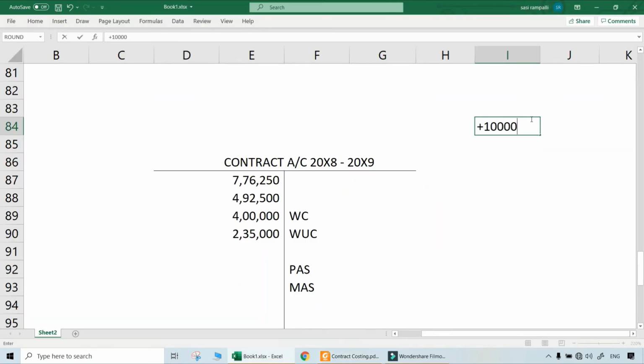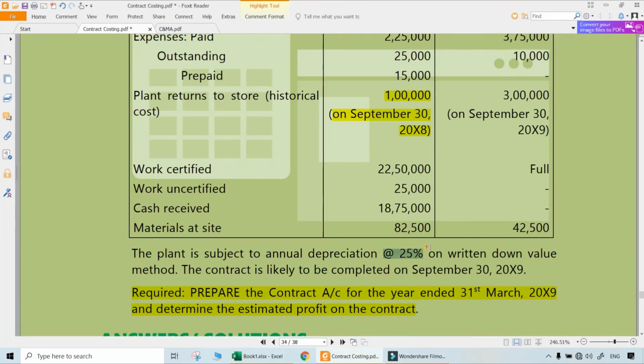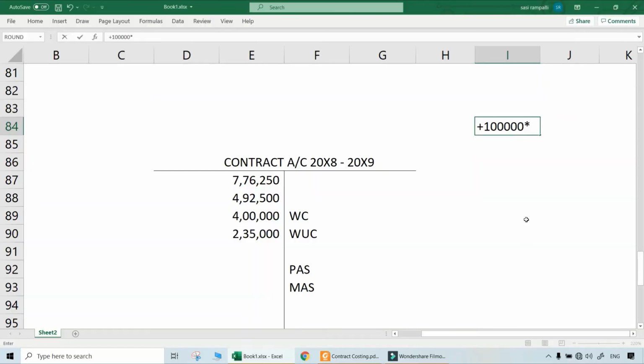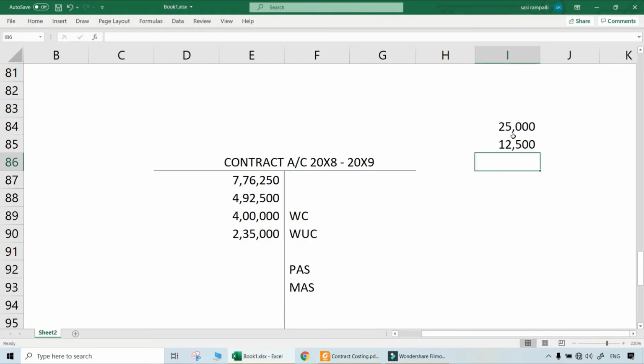How much was the value of the plant returned? 1 lakh. What was the rate of depreciation that was given here? 25% on written down value method. So here first year only, so 25% of that will be 25,000, but only for 6 months. Why? From April to September only, 2008. So depreciation should have been 12,500, which means plant returned to site actual worth will be how much?